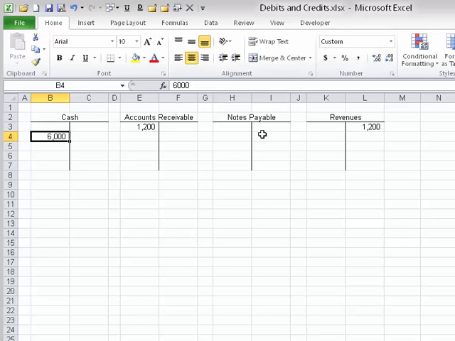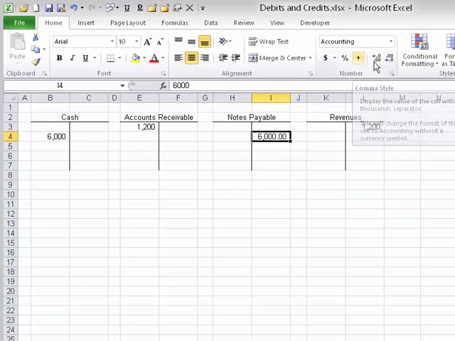Now, where's my offset? Remember that my debits always have to equal my credits. Well, when I get money from the bank, they've given me a loan, and I have to sign a note payable. A note payable is a formal legal document that says I've received funds and I agree to pay it back. Notes payable is a liability. This is money I owe to somebody else. Therefore, it increases with a credit. So I put $6,000 there, and we've correctly recorded this transaction.